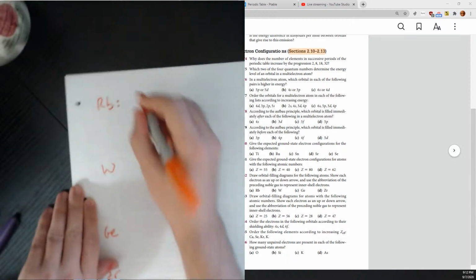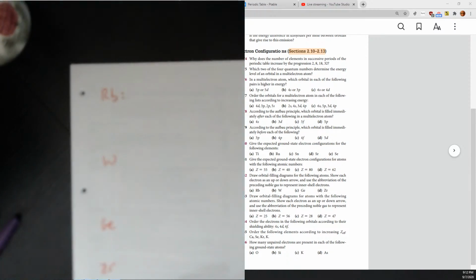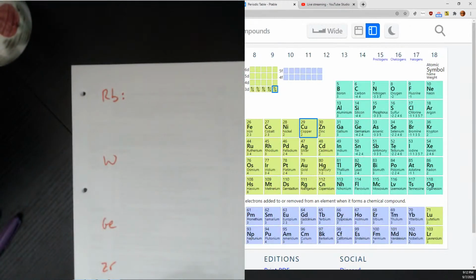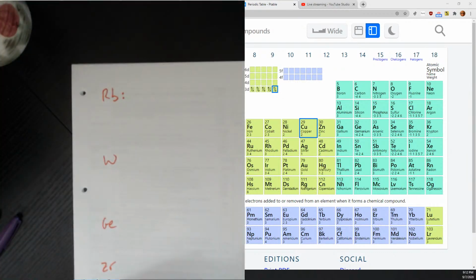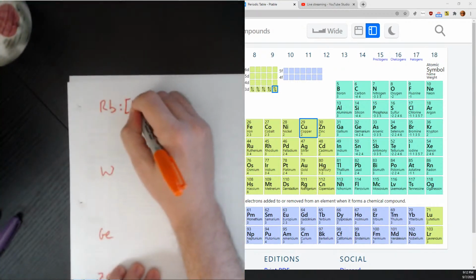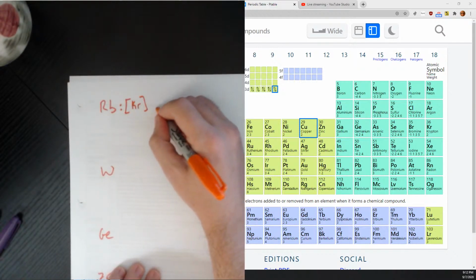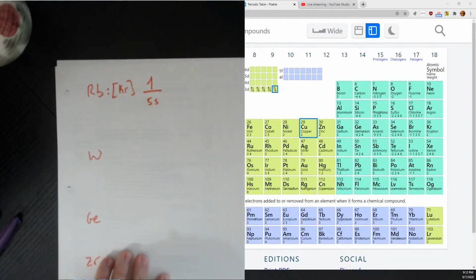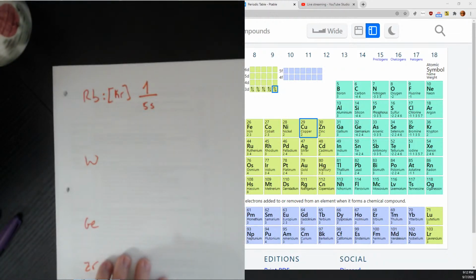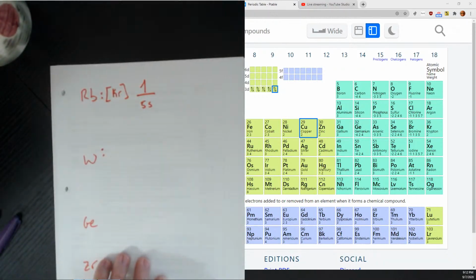All right. So, rubidium. Rubidium is right... Oh, you can't see it. It is right here. And the previous noble gas is krypton. So, krypton, it has one electron there in its 5s subshell. Nice and easy. Tungsten, only slightly more difficult.